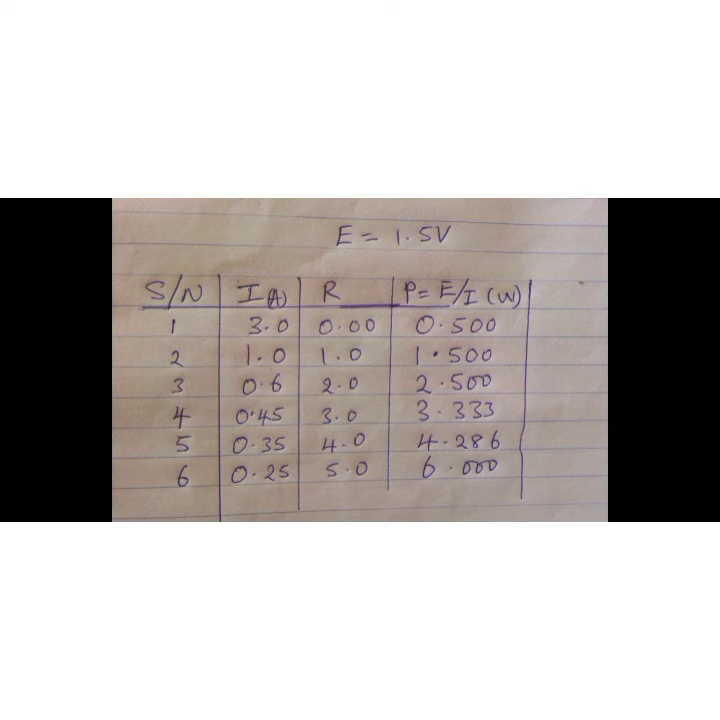The E is 1.5 volts. P is now E over I, which means our I here is 3.0, so we have 1.5 over 3.0, which gives us 0.500. I remind you, I and R can be one decimal place, but P should be two or three decimal places, to avoid problems. E is constantly given as 1.5 volts, and the corresponding value of P will vary according to the varying current. For number 2, 1.5 divided by 1.0 gives us 1.50. Then 1.5 over 0.6 for number 3 gives us 2.5, and so on and so forth.